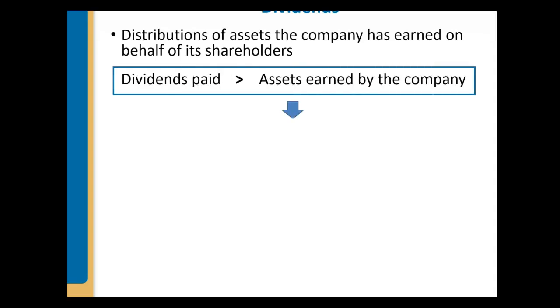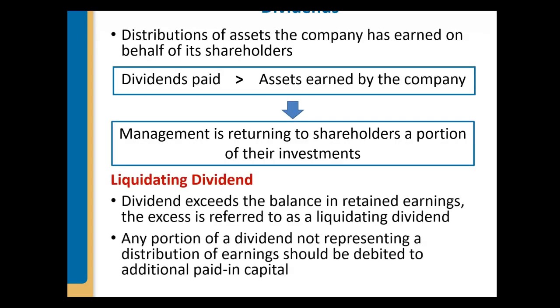Okie doke. So shareholders' initial investments in a corporation are represented by amounts reported as paid in capital. One way a corporation provides a return to its shareholders on their investments is to pay them a dividend, preferably in cash. Dividends are distributions of assets the company has earned on behalf of its shareholders. If dividends are paid that exceed the amount of assets earned by the company, then management is basically returning to shareholders a portion of their investment rather than providing them a return on that investment.